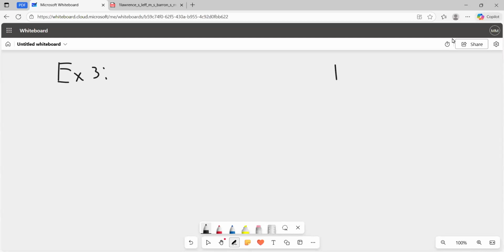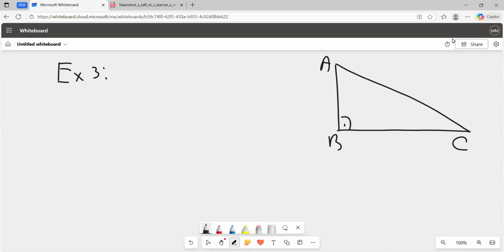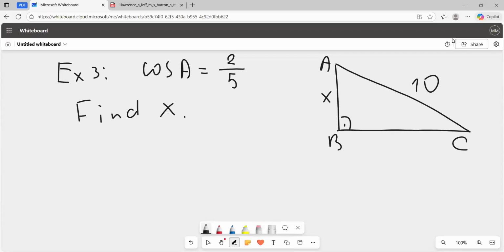And again, consider that we have a right triangle ABC, and given that cosine of A is equal to, let's say, 2 divided by 5, for example, and given that our hypotenuse is equal to, for example, 10. And we are asked to find x, AB.